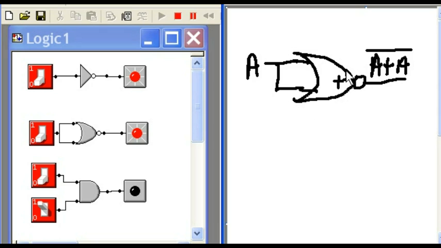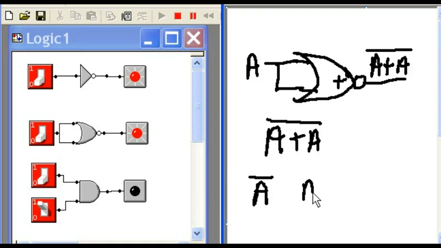Let's now logically prove this. We have (A or A) quantity NOTed. De Morgan's law says if you NOT the entire output, you can divide it here at the operator. So let's divide this up. A not, and the OR is changed into its opposite, which is an AND. You have A not and A not.